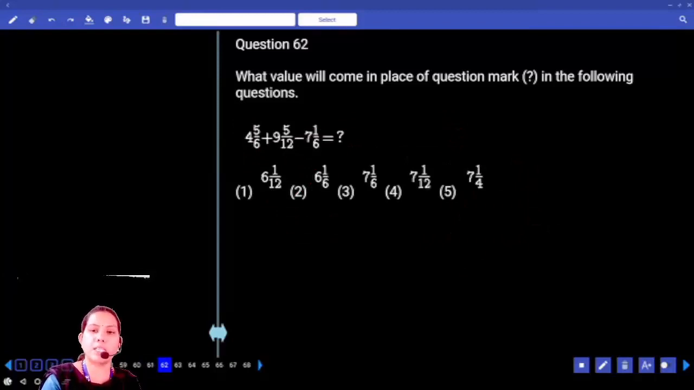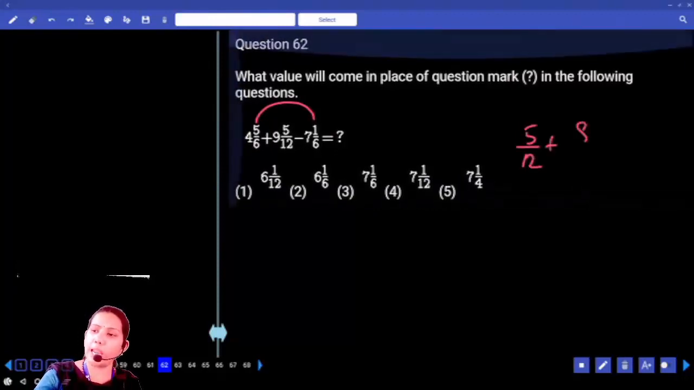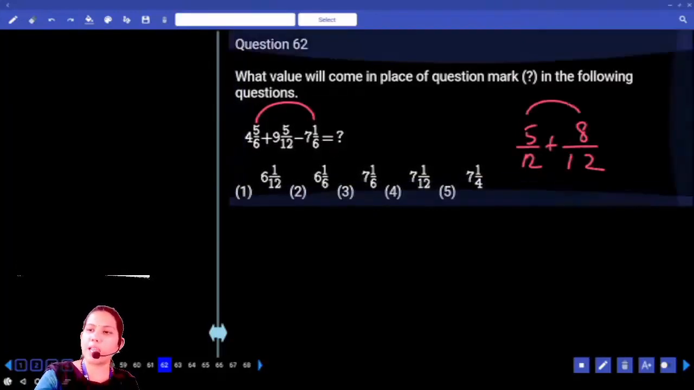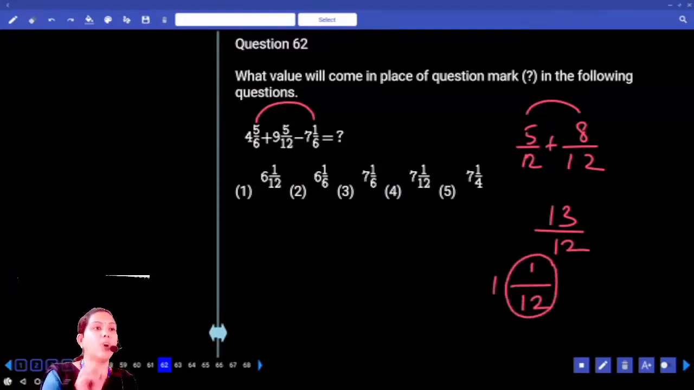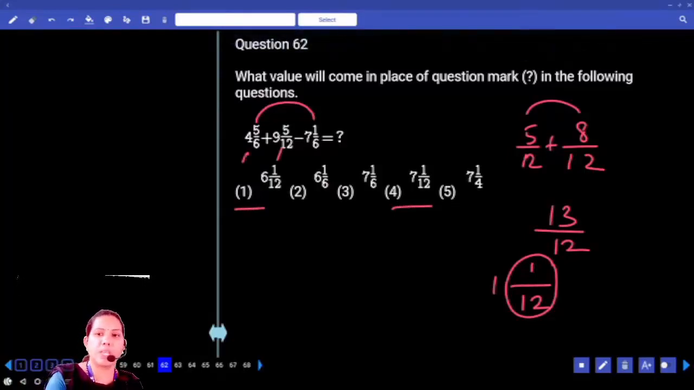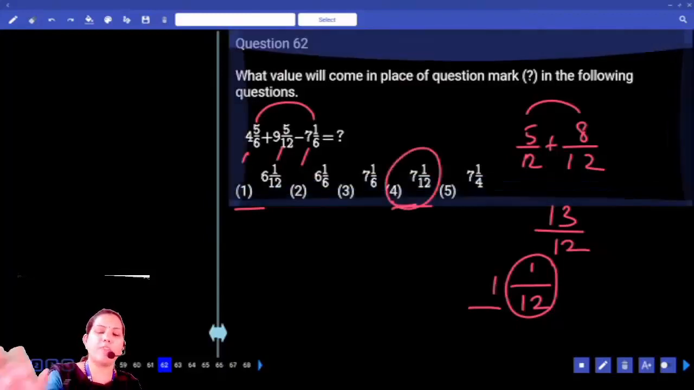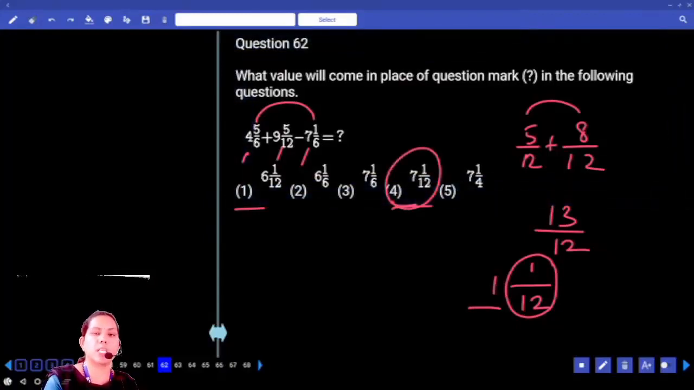Next, question number 62. 4, 5 by 6 plus 9 5 by 12 minus 1 by 6. 5 by 6 minus 1 by 6 is 4 by 6. Denominator 12 possibilities. 5 by 12, 4 by 6 means 8 by 12. So 5 plus 8 means 13 by 12, which is 1 by 12. So we have the fraction 1 by 12. How many options have 1 by 12 fractions? 2 options, the first option and the fourth. What is 4 plus 9? 13 minus 7, 6 plus 1, 7 1 by 12. Fourth option. 6 1 by 12 is an error.